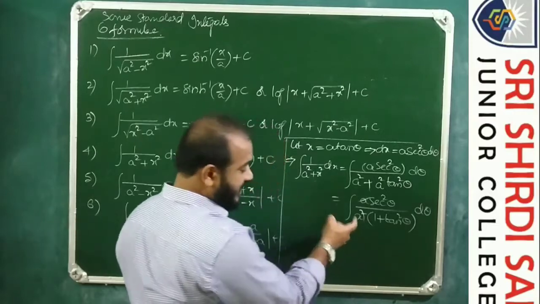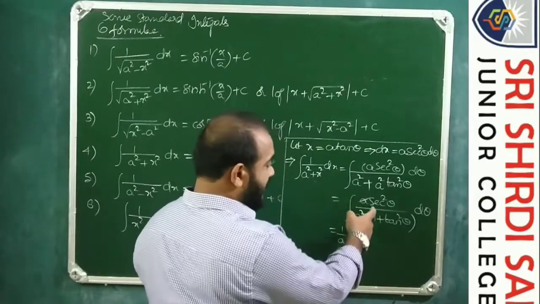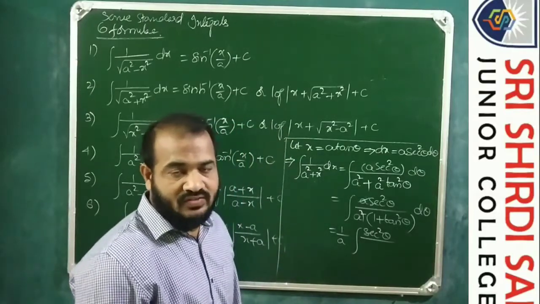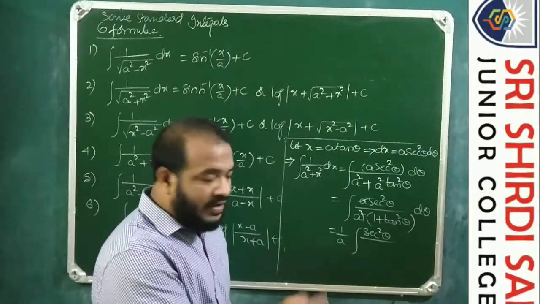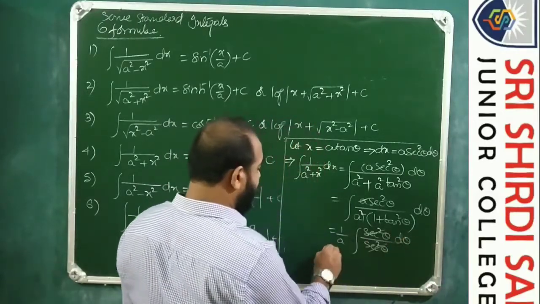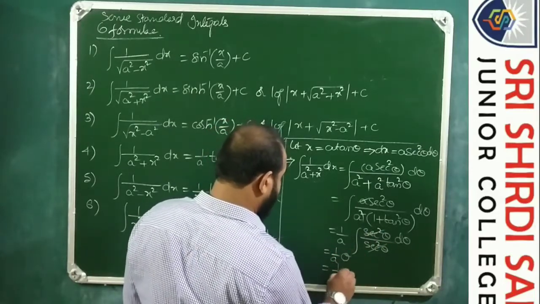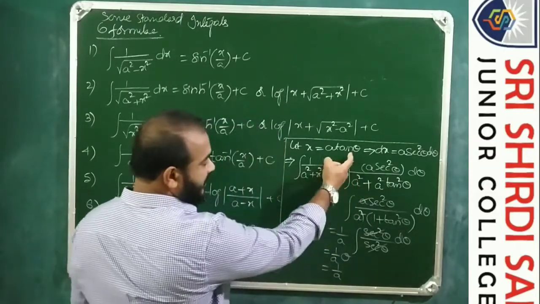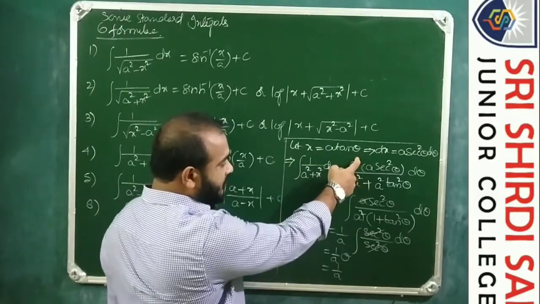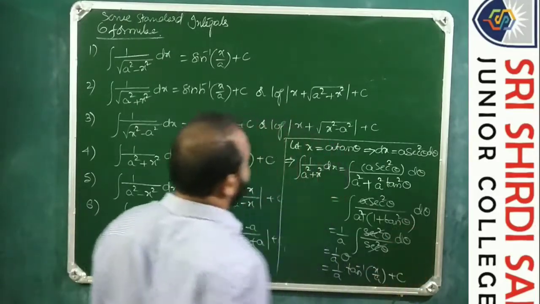So 1 by a, since a is a constant, I am separating it from the process of integration, by secant square theta by secant square theta, because 1 plus tan square theta is secant square theta. These two get cancelled. So 1 by a, integral 1 d theta is theta. From this, x by a is equal to tan theta, so theta is equal to tan inverse x by a. So 1 by a tan inverse x by a plus c.